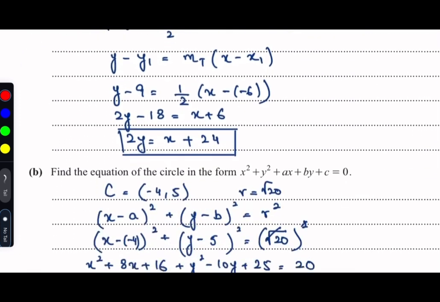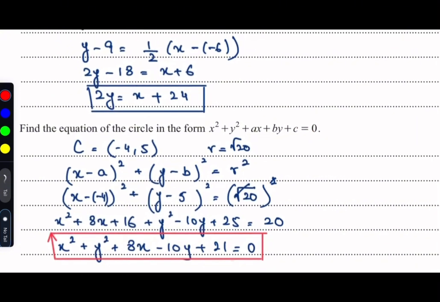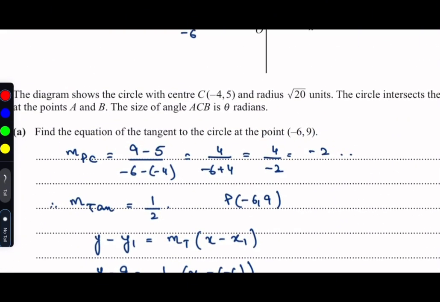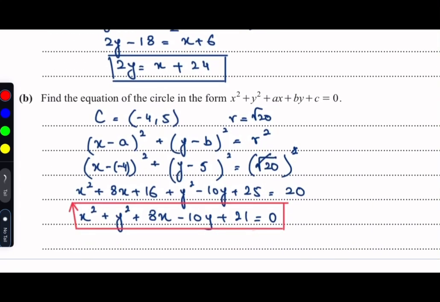The second part, find the equation of the circle in the form x squared plus y squared plus ax plus by plus c equals 0. Again, this is a very simple question only for 2 marks, for which we know that the given center is -4, 5 and the radius is under root 20. The basic equation of the circle is x minus the x-coordinate of the center, the whole square, plus y minus the y-coordinate of the center, the whole square, which equals r square. So this is x minus -4 the whole square plus y minus 5 the whole square.